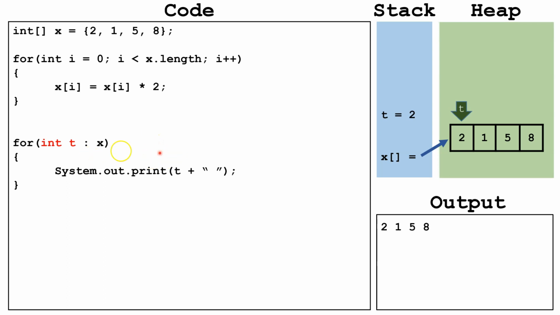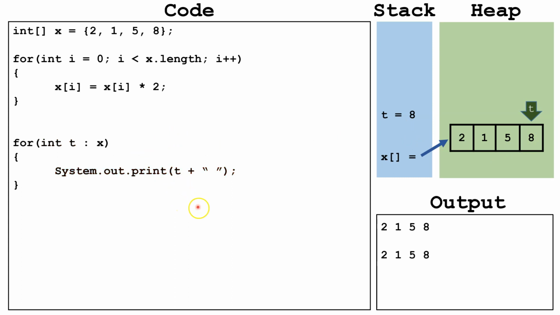We start by declaring t and setting it equal to the value inside index 0, so t equals 2. Now we're going to print off t and a space. Now we'll move t to index 1, so t will hold the number 1. Then we'll print off the value of t, which is 1. We'll go through again. t will take out the value 5. Then we print off the value of t. Our last time through, t will pull out the value 8. Then we'll print off the value of t.